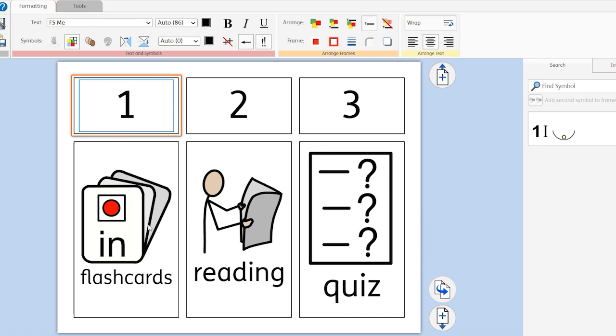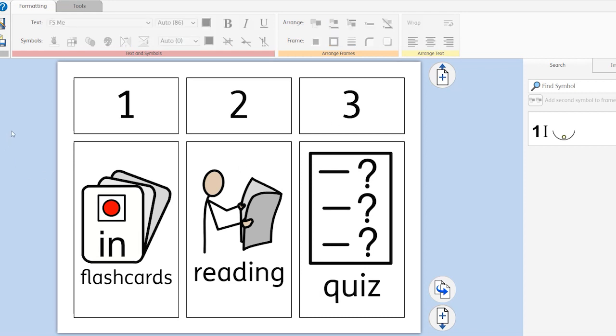First thing they will do is practice their word flashcards. These can be review or new words. The second thing they'll do is a reading activity. And the third thing they'll do is quiz or review. So this gives them the sequence of what they can expect to happen in that section.